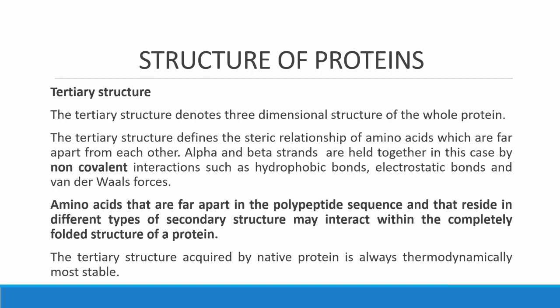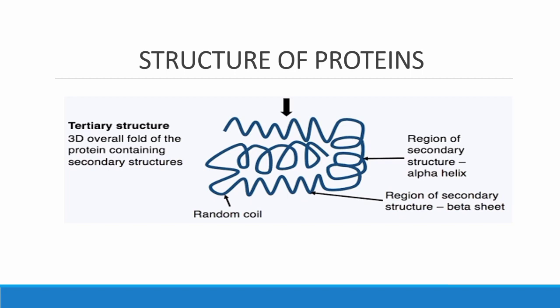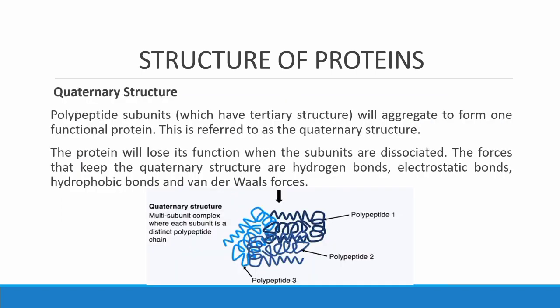And now, the tertiary structure acquired by the native protein is the most thermodynamically stable. This is an example of the actual structure of the 3D folding. We see the alpha helix here, and we see the beta sheet here. So the alpha helix and the beta sheet can be found in just one polypeptide chain. Now we come to the quaternary structure.